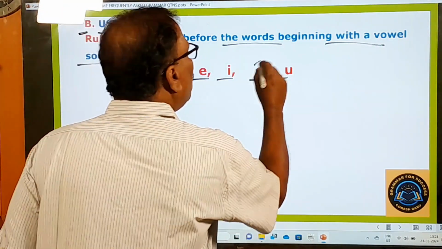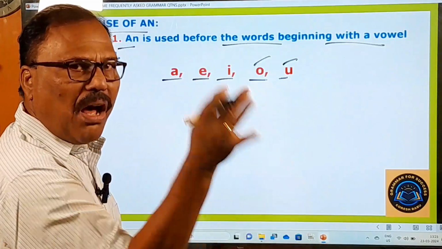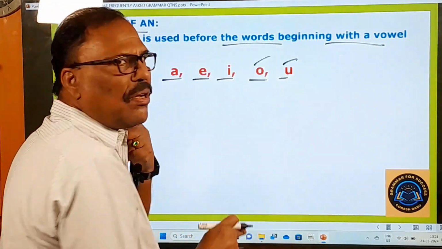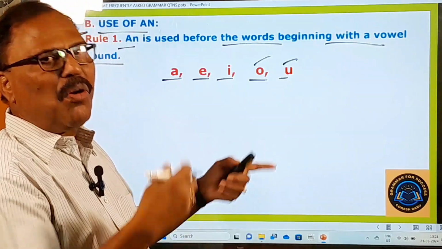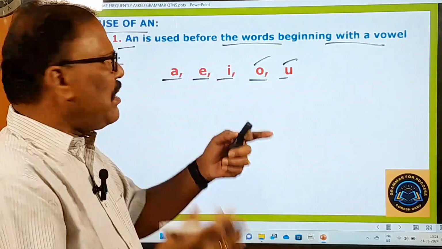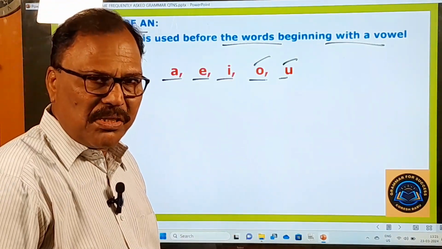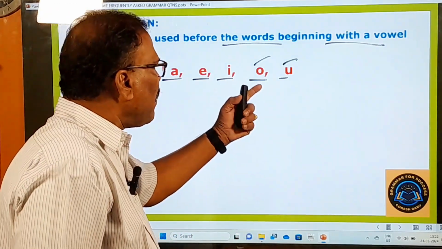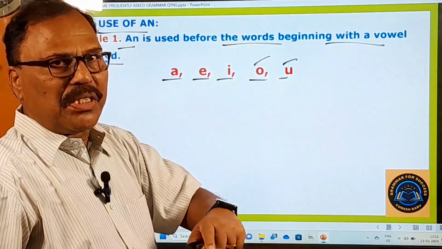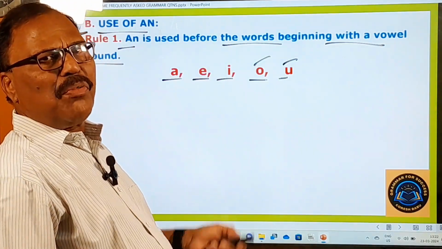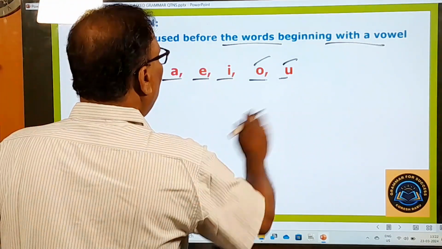Of course, two of these vowel sounds sometimes give a consonantal sound also. Whenever they give a consonantal sound, you did not keep quiet; you used, as per the rule, A before them. But otherwise, originally, basically, they are vowel sounds. So we have to respect them as vowel sounds only. Occasionally, they will be giving a consonantal sound. Whenever they give a consonantal sound, we use A before them. That's all. On the whole, they are basically vowel sounds.